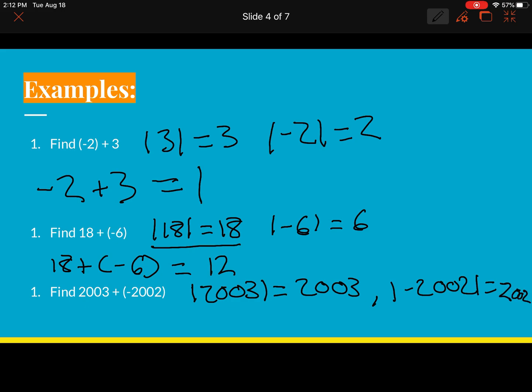All right, so we can also see that these are 1 digit apart. So 2003 plus -2002 would be equal to +1, because the absolute value of 2003 is larger than the absolute value of -2002.